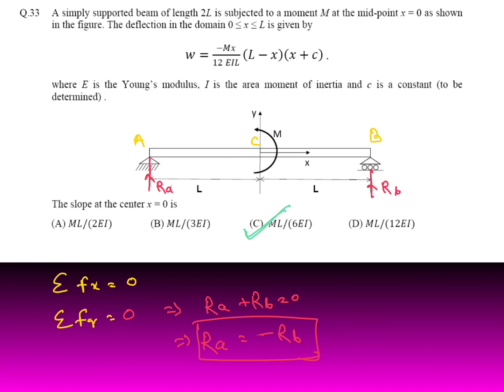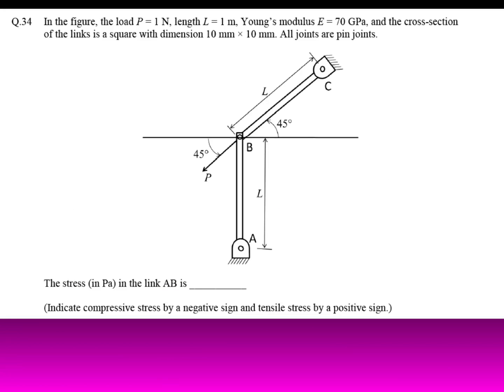Next question: in the figure the load P equal to 1 Newton, length L equal to 1 meter, Young's modulus E equal to 70 gigapascal, and the cross section of the link is a square with dimension 10 into 10 mm square. All joints are pin joints. The stress in Pascal in the link AB, sigma AB, we have to calculate.